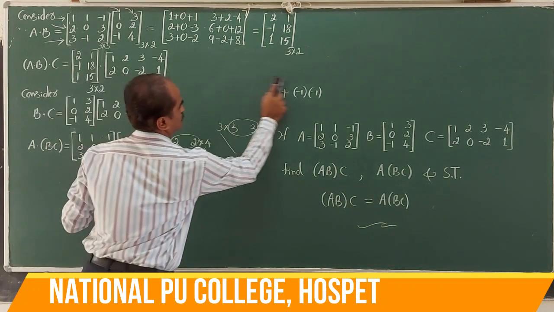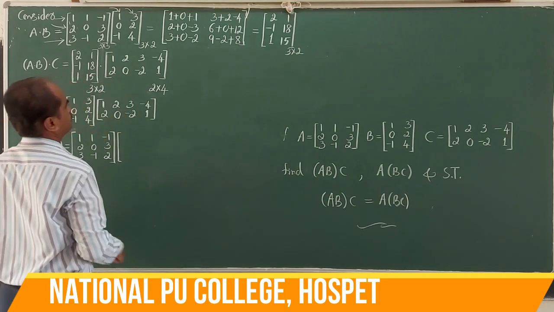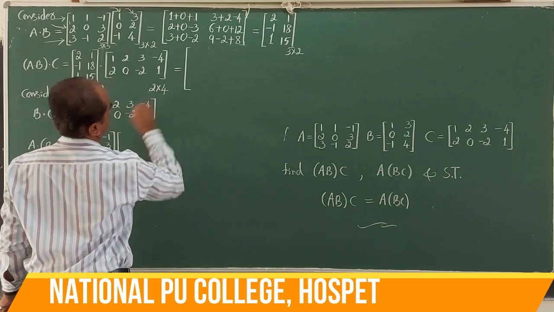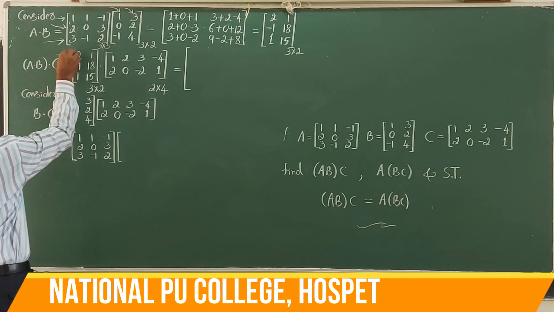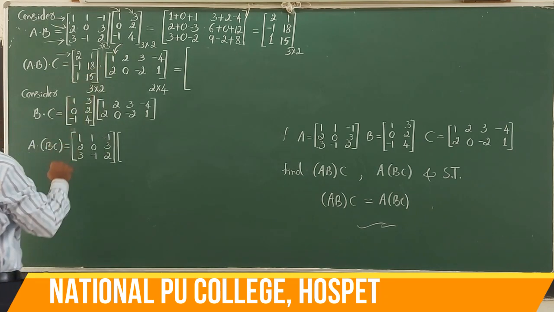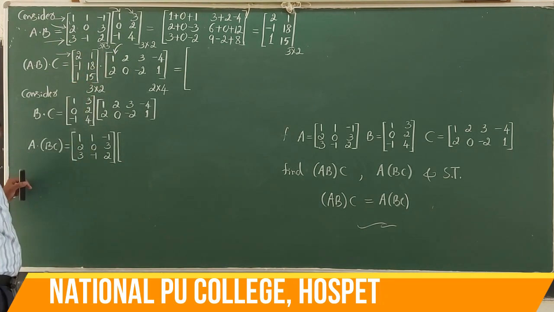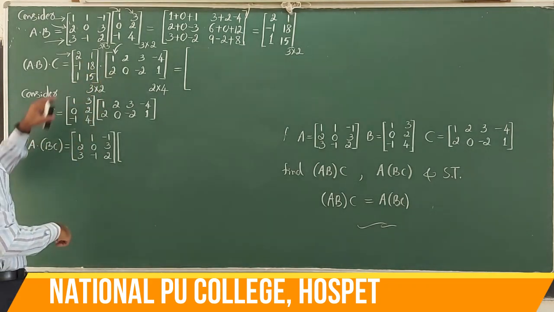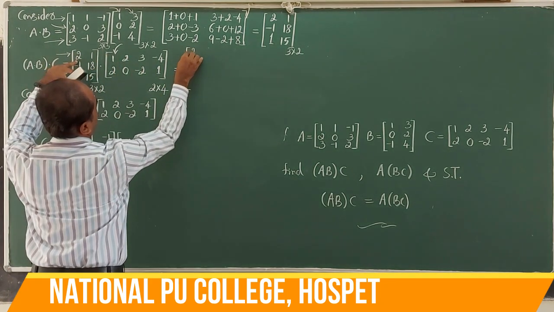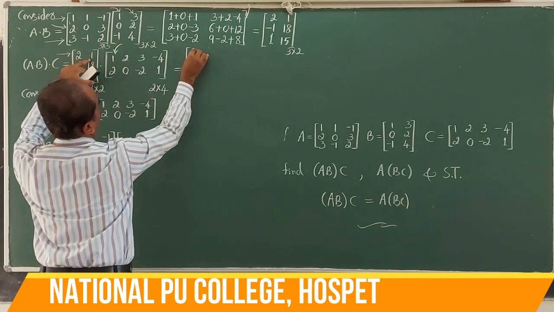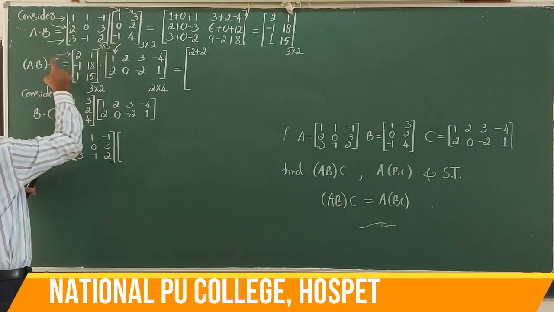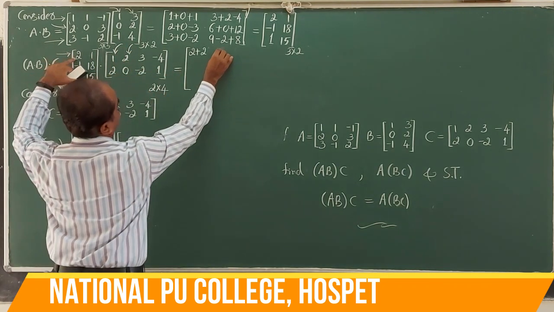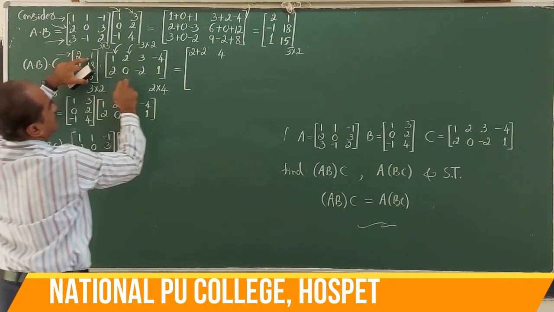Now let us write those elements one by one. First row, first column. 2 elements are there. You will get 2 pairs. 2, 1 is one pair, 1, 2 is another pair. Multiply, add. 2 into 1, 2, plus 1 into 2, 2. First row, second column now. 2 into 2, plus 1 into 0.